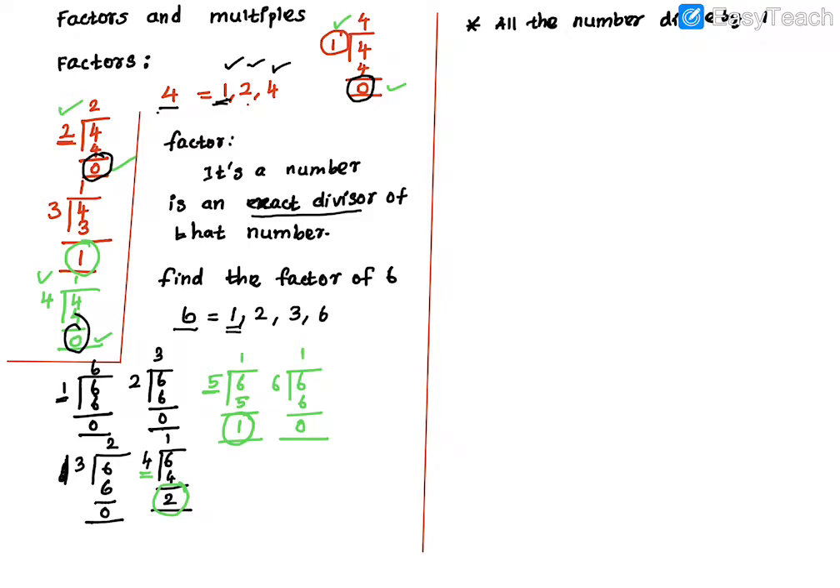Okay, so all the numbers are divided by 1. So what is the thing? If it divides completely, so all the numbers divide by 1 completely. Okay, so then what we can say, then 1 is a factor of all the numbers. We can say that number is a factor, no? So all the numbers.